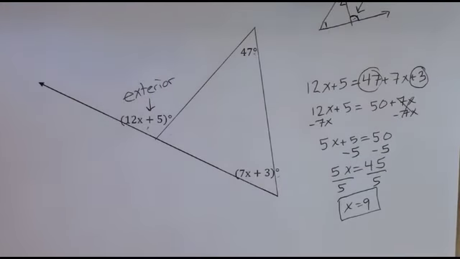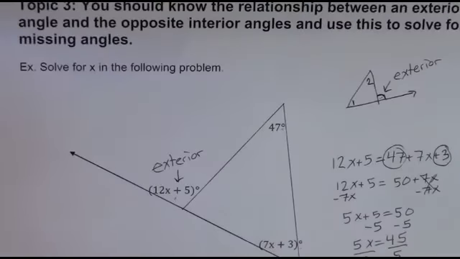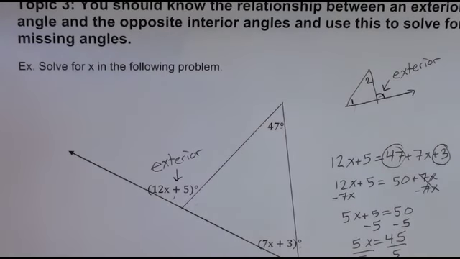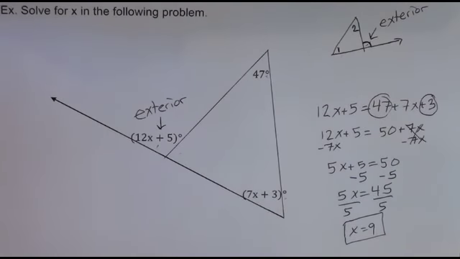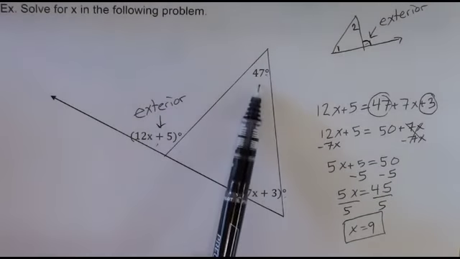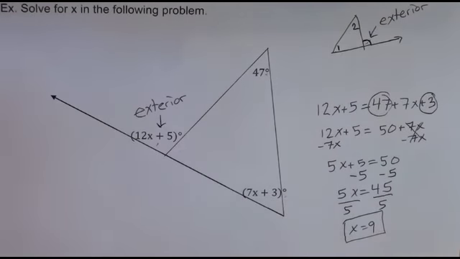Now it's always a good idea that when you solve for x, you go back and make sure that the question actually was asking for you to solve for x. So we go back up to the instructions where it says solve for x in the following problem, which means we found x equals 9. The exterior angle is equal to the sum of the opposite interior.